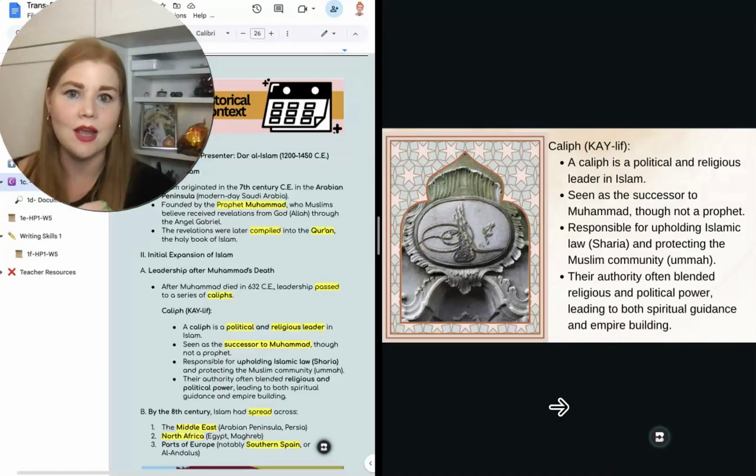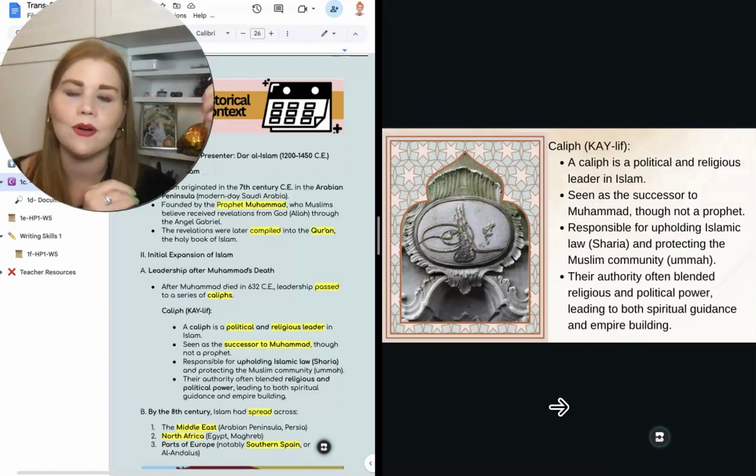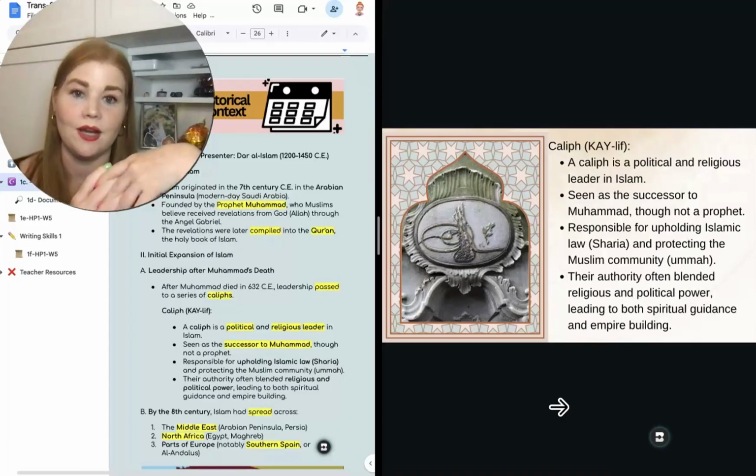So this is nothing unique to Dar al Islam. We're going to see that the leaders and kings of Europe, the emperors in East Asia, China, we're going to see this throughout the world, using religion as a power to legitimize the power that you have in politics and creating that type of power.